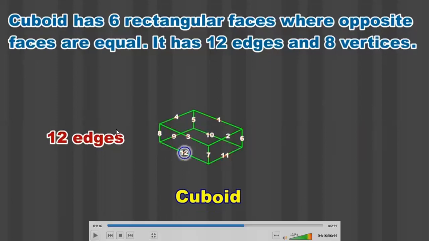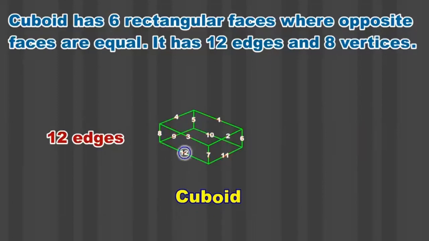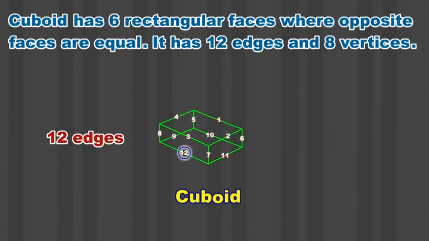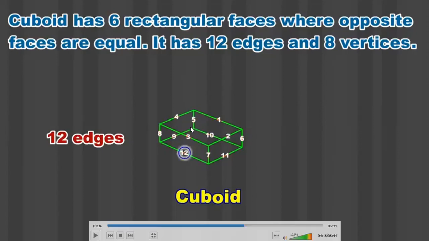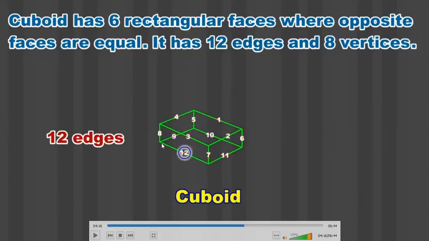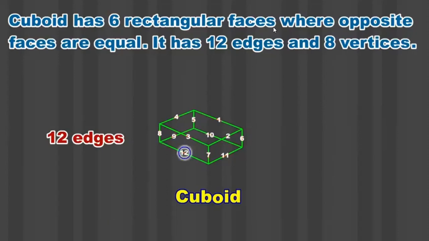When we talk about the edges, again I repeat, what are the edges? Edges are the lines by which one side meets another side. So you can see 1, 2, 3, and 4. The top edges are 4, then 5, 6, 7, 8 vertical edges, and then the bottom ones 9, 10, 11, and 12. So there are 12 edges like a cube.